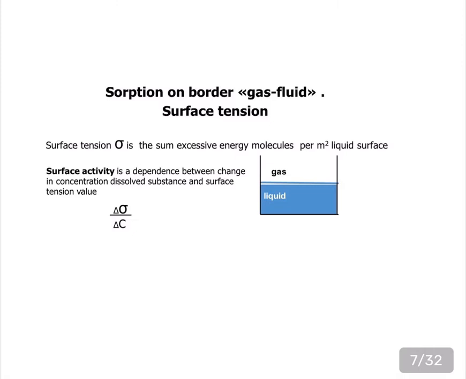And the last group is surface active substances. Surface active substances decrease the surface tension value.